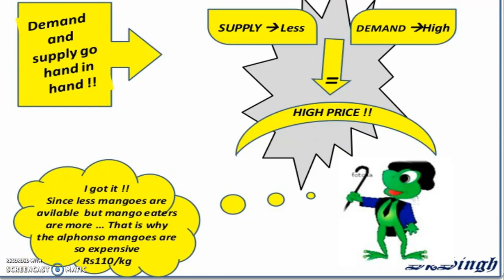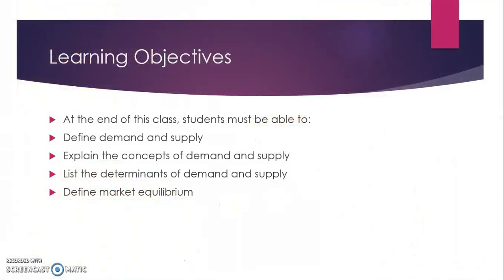This illustration is just for you to recollect what this lesson will be about in terms of demand, supply, and the relationship that they both have with price. In the following slides, we will delve into the definitions and their relationship as it relates to price. At the end of this class, students must be able to define demand and supply, explain the concepts of demand and supply, list the determinants of demand and supply, and define market equilibrium.